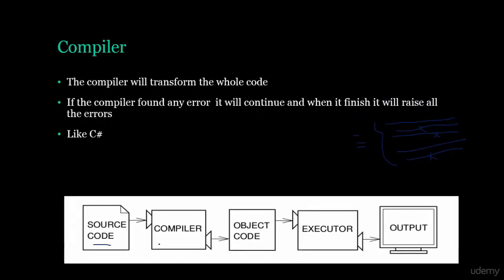This source code here, the compiler will take this source code and convert it to object code, and this object code will be executed, and this is our output. Okay.